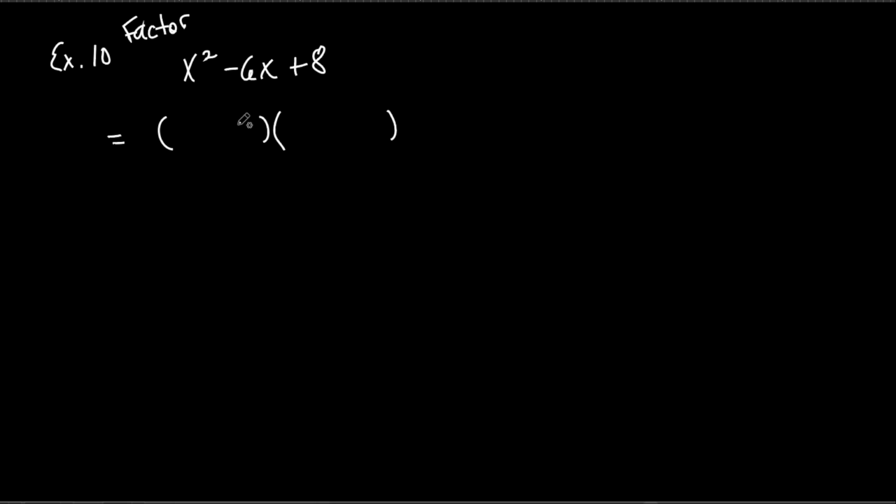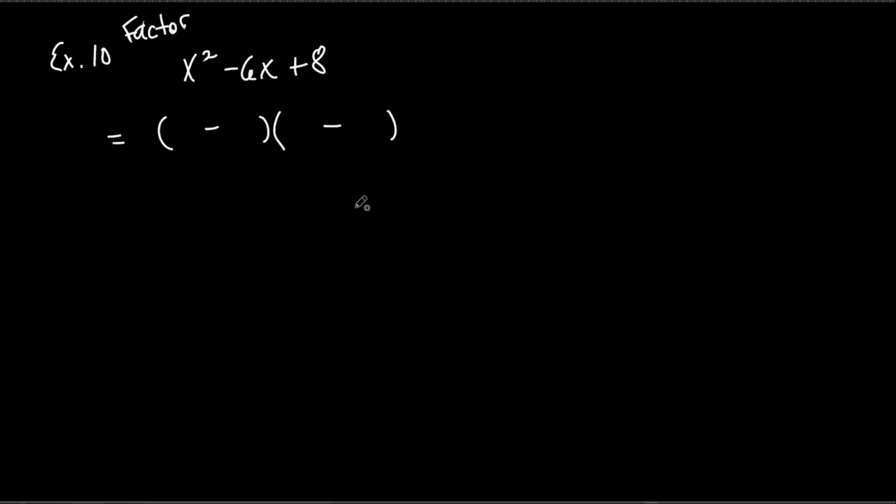Remember, the last terms have to multiply to be a positive 8. So if I have two numbers and they multiply to be a positive answer, what signs would those numbers be? A negative and a positive? Right, they could be a negative and negative, or they could be a positive and a positive. Correct? But do I just automatically put plus and plus here? No, because these have to add up to what? A negative number, right? So can I get two positive numbers to add up to a negative number? No, I can't. So what do you think my signs are going to be? Negative and negative.